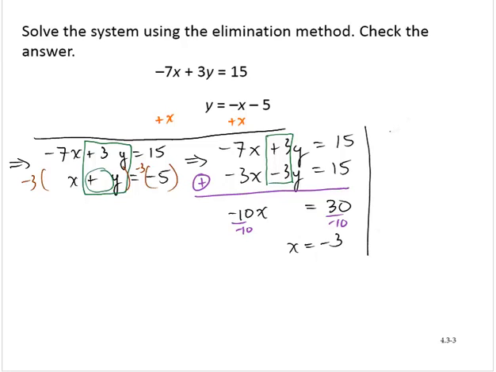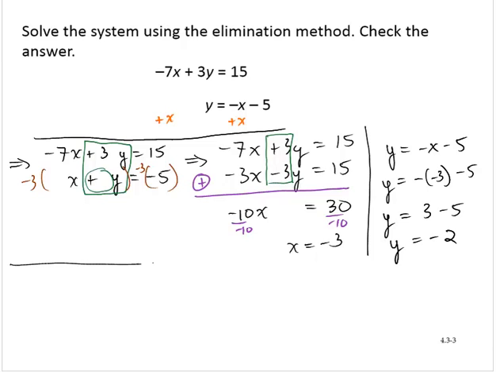Substituting into the simpler equation. Again, I'm going to go back to the original form here: y equals negative x minus 5. So y would equal the opposite of negative 3, minus 5. So y would equal 3 minus 5, which is negative 2. So I'm hoping then that the solution is negative 3, negative 2.